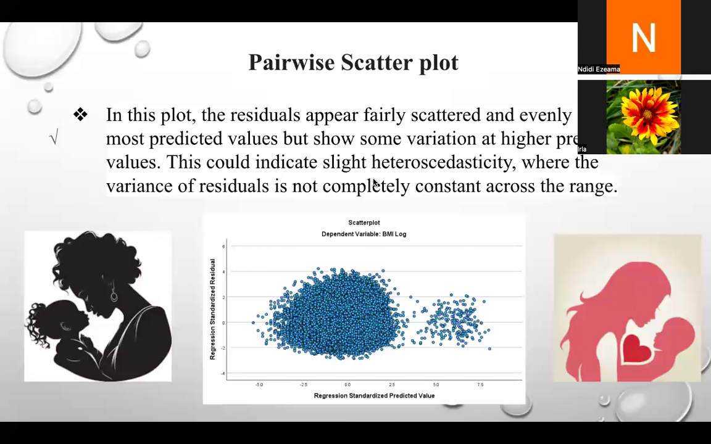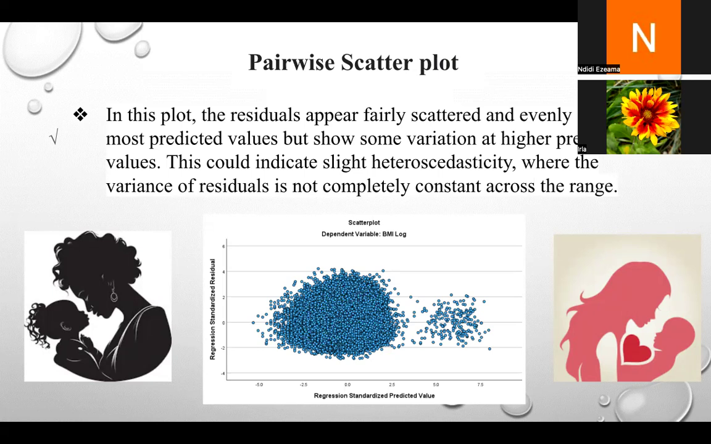Looking at our pairwise plot. In this plot, the residuals appear to be fairly scattered and evenly spread for most predicted values, but show some variation at higher predicted values. This could indicate slight heteroscedasticity, where the variance of the residuals is not completely constant across the range.